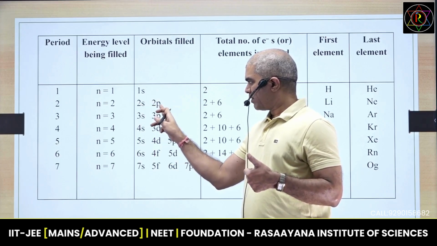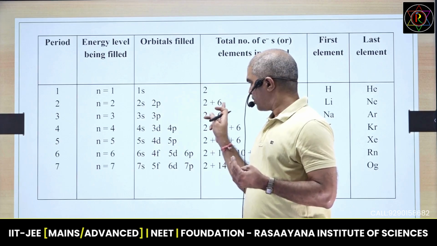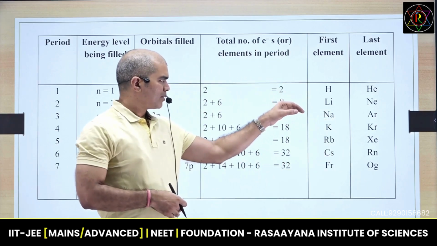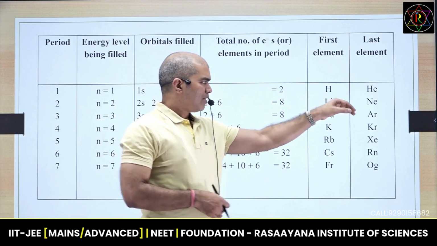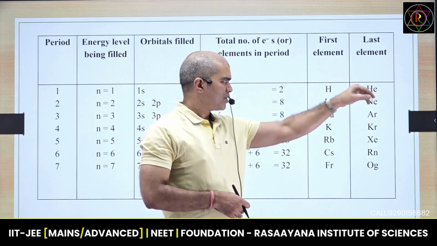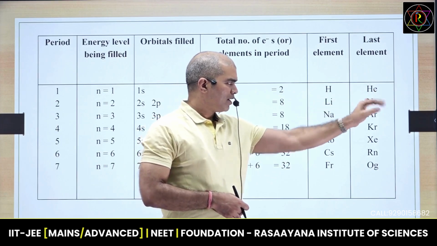S and p will take up 4 orbitals, 4 into 2, 8 electrons. Therefore we have 2 plus 6 electrons. So altogether there are 8 electrons in the second period. The first element and the last element of the period: the first element of the first period is hydrogen, the last element is helium, whereas in the second period it is lithium and neon.